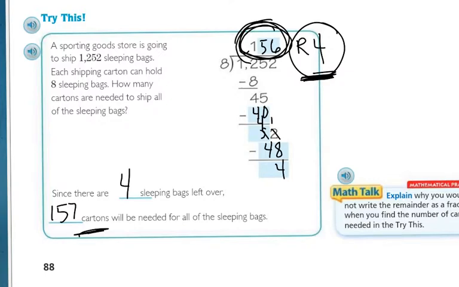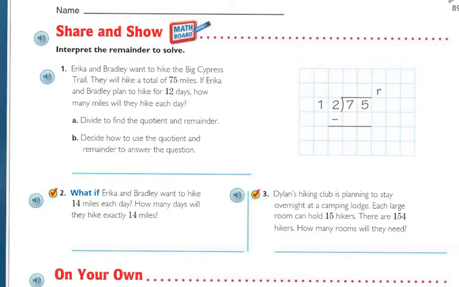Now, I'm only going to use 4 out of the 8 in that carton, but I still need it in order to make sure that I fulfilled my order. Okay, share and show. Interpret the remainder to solve. So this is the hard part. You really have to figure out what they want you to do with that remainder. Do I make it a fraction? Do I just have to add an extra carton or add something extra to my quotient to make the remainder work?